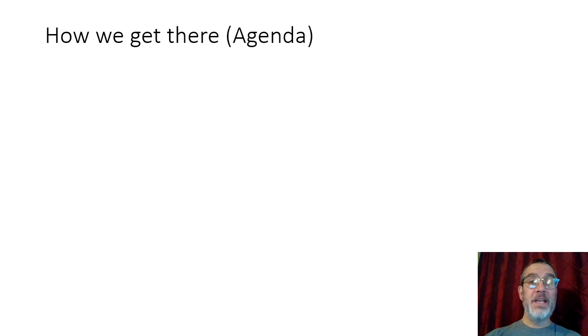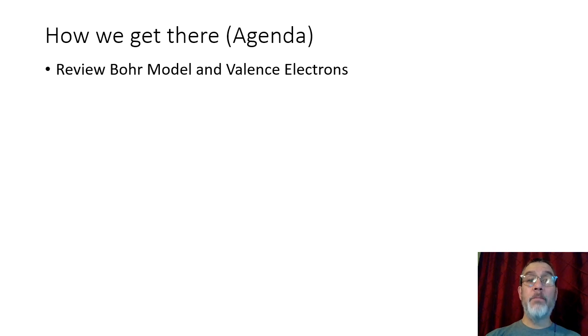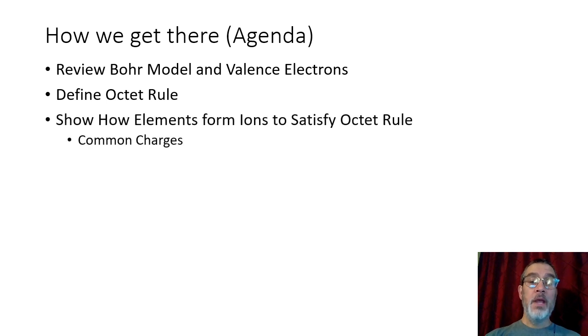The way we're going to get to this understanding to meet these objectives is we're going to take the following steps. First, we're going to review the Bohr model of the atom and identify what valence electrons are. Second, we're going to define the octet rule and what it means for various atoms. Next, we're going to show how the elements are going to form ions if they're in an ionic compound in order to satisfy the octet rule.